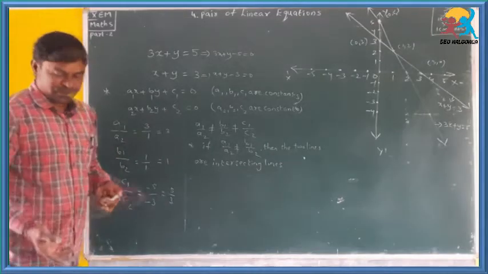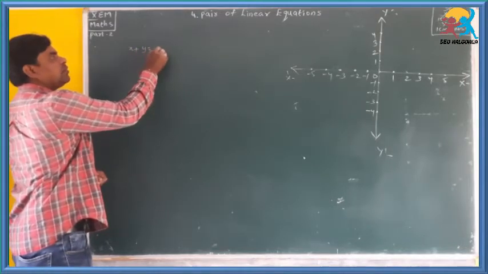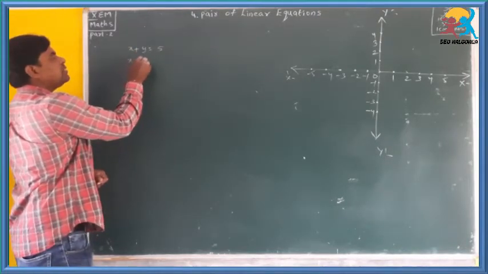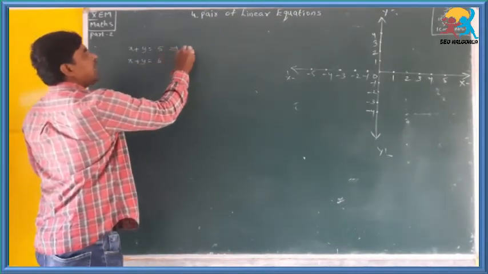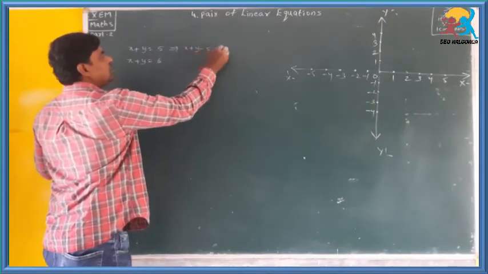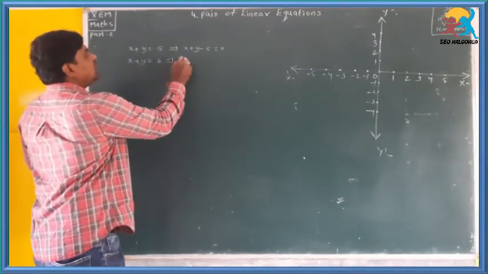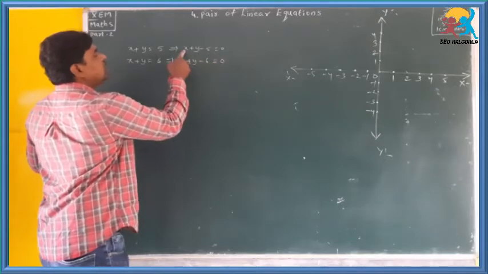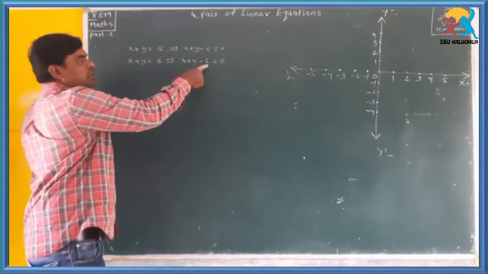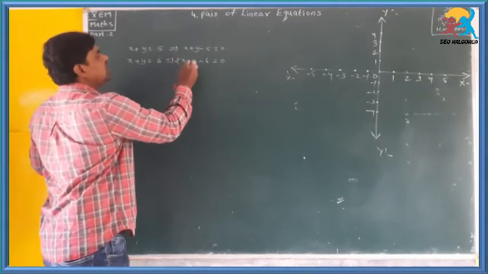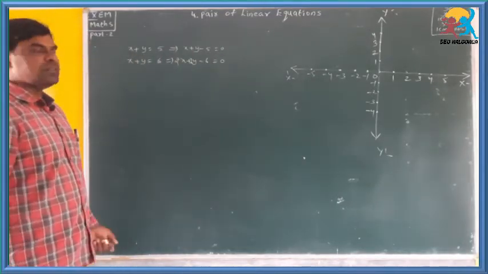And we will find one more condition for another example. Let us take x plus y is equal to 5 and x plus y is equal to 6. We will convert this equation as ax plus by plus c is equal to 0. Always you have to take 0 on the right side of the equal to. So, this one is x plus y minus 5 is equal to 0. Here it is a1x plus b1y plus c1 is equal to 0, and this is a2x plus b2y plus c2 is equal to 0, or I would like to take 2x plus 2y minus 6 is equal to 0.